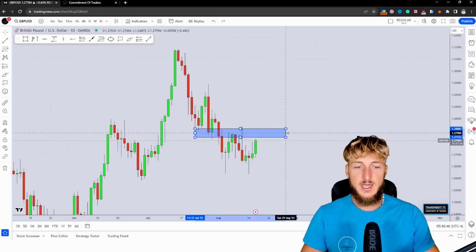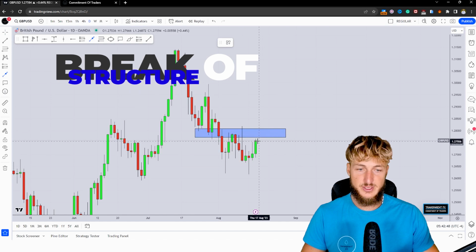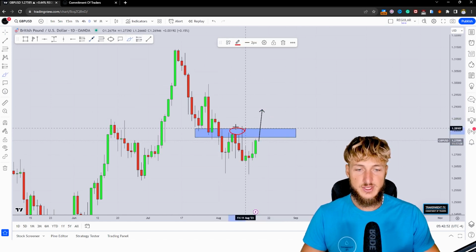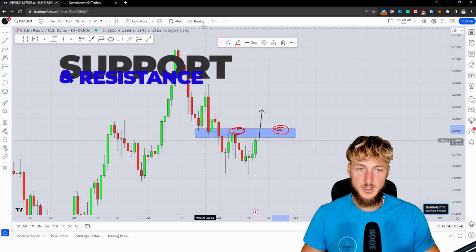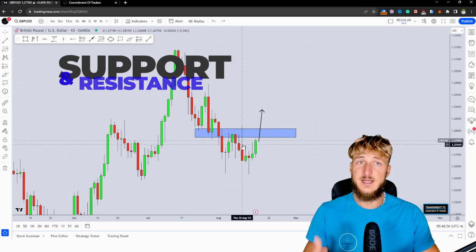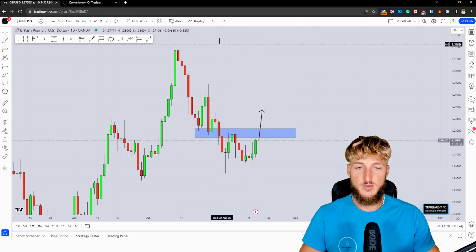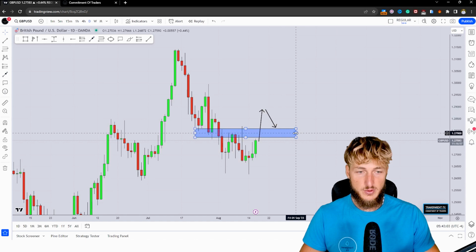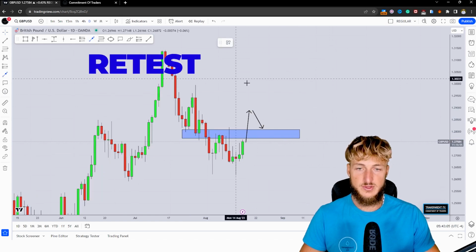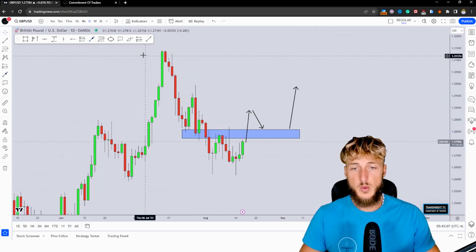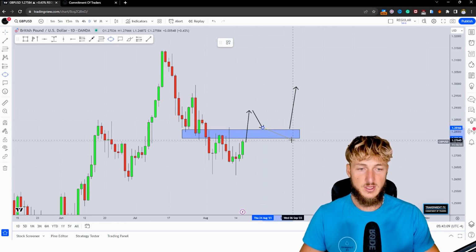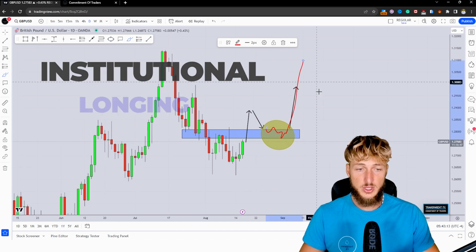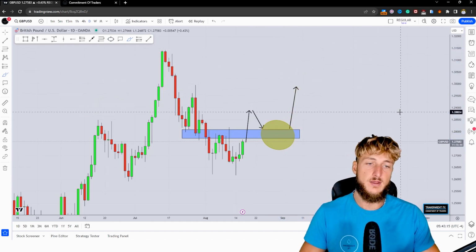However, if we get a break above this resistance, this is where things get interesting, because all this previous resistance would become support here. What we know in the market is that previous resistance, once it gets broken to the upside, becomes support. So if we get a break above the zone and a retest of the previous resistance turned support, this is where we would have good probabilities of seeing potential institutional longing, at that point creating a potential rejection to the upside away from the zone.